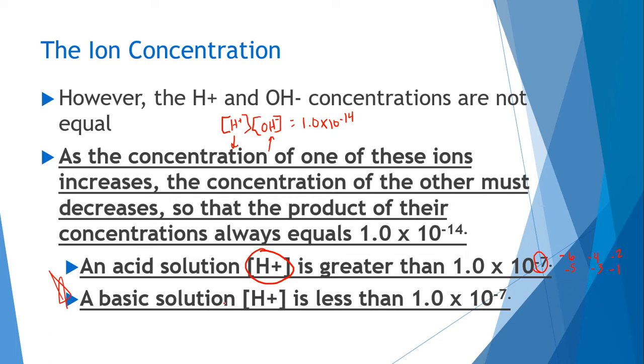A basic solution is where the H plus, so again, we're focusing on this H plus concentration, is less than 1.0 times 10 to the negative 7th. So remember, we're working with negatives. So if we're going to become less than, we're becoming more negative. So things like negative 8, negative 9, negative 10, negative 11, negative 12, negative 13, and even negative 14.